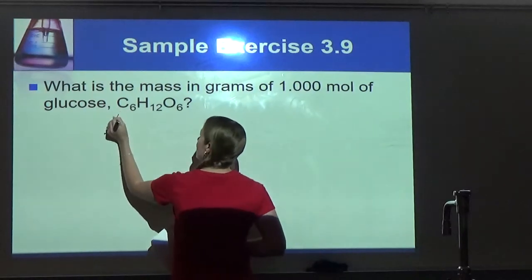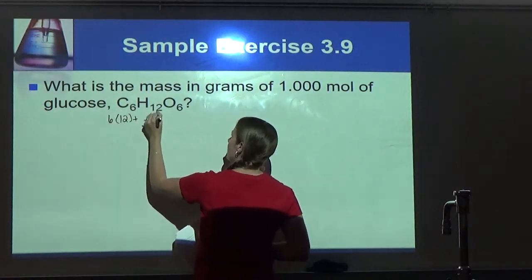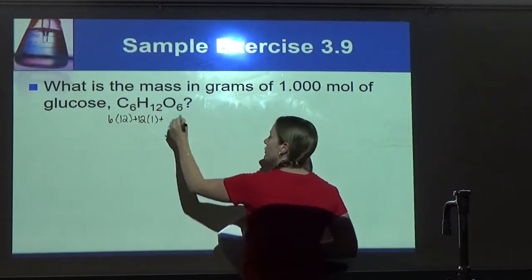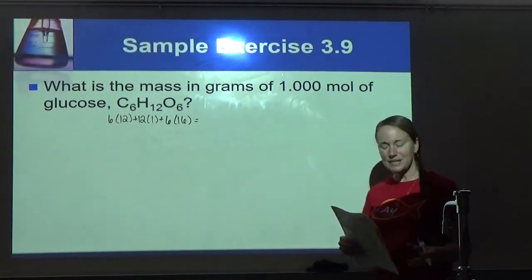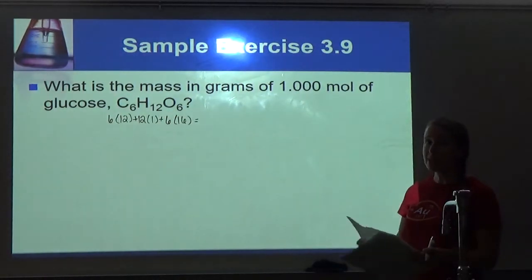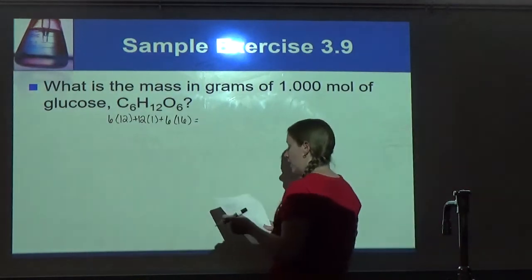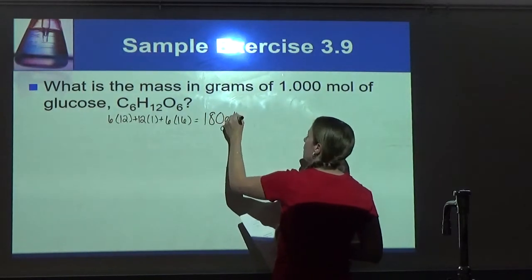All right, so my mass of carbon's 12, but I'm going to multiply it by 6 because I have 6 carbons. My mass of hydrogen's 1, but I'm going to multiply it by 12 because I have 12 hydrogens. My mass of oxygen is 16, but I'm going to multiply it by 6 because I have 6 oxygens. You really need to get to where you can literally just type this in the calculator. You don't even want to have to write this out. Okay, and so what that gives me is 180 grams per mole.